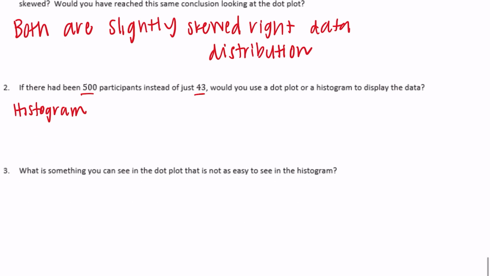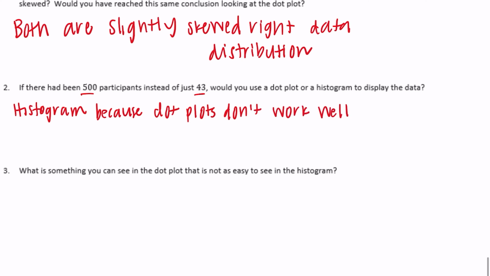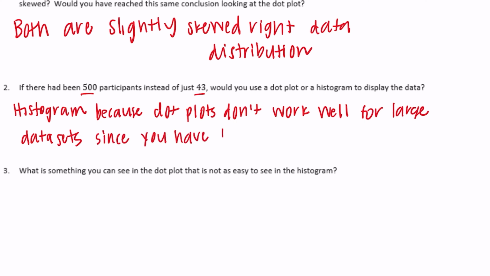Because dot plots don't work well for large data sets, since you have to plot each and every data point.